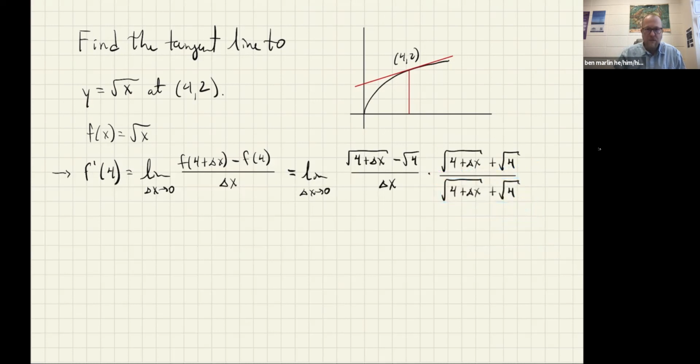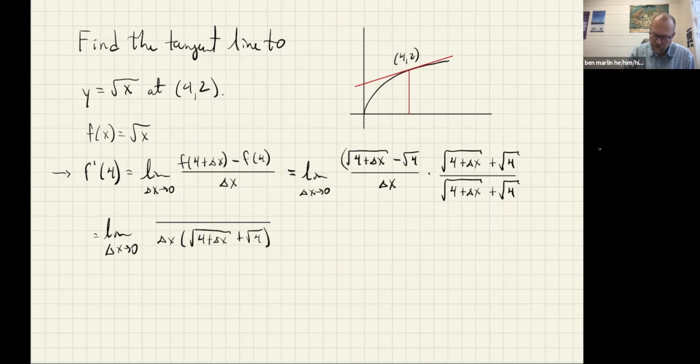So remember, we have to multiply by exactly the same thing on the top and the bottom. And now we can say this is the limit as delta x goes to 0. The bottom will have a delta x times the square root of 4 plus delta x plus the square root of 4. And then the top, we purposely multiplied by a conjugate to get this to do the right thing. Now we will have 4 plus delta x minus 4. It's a difference of squares. The 4s will cancel. And now we have a limit as delta x goes to 0. Downstairs, it will be delta x.